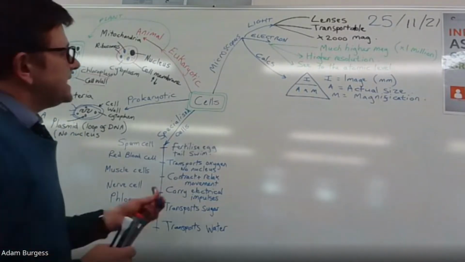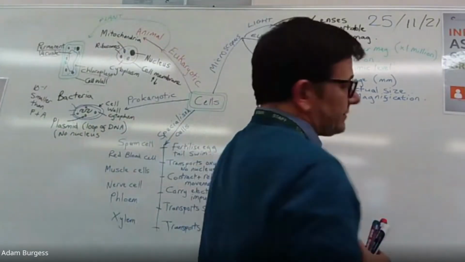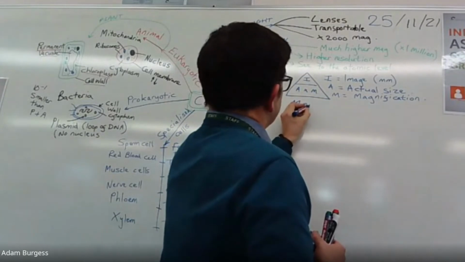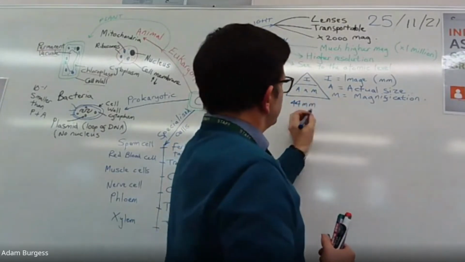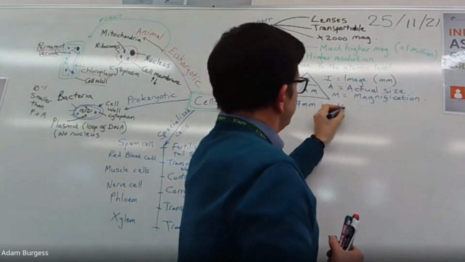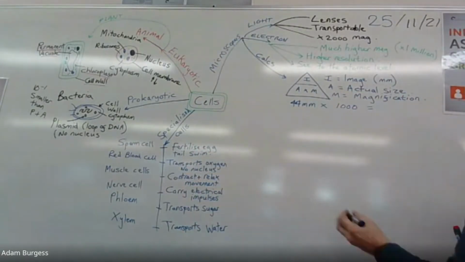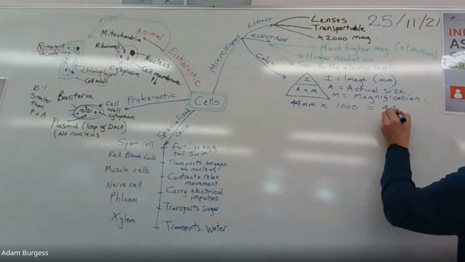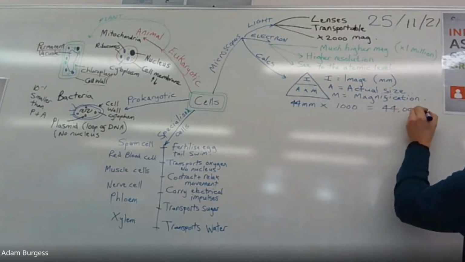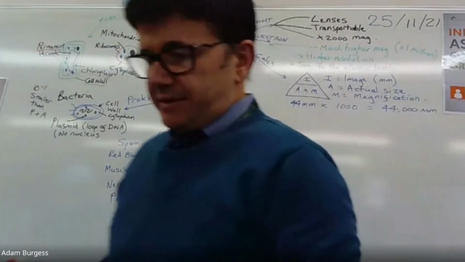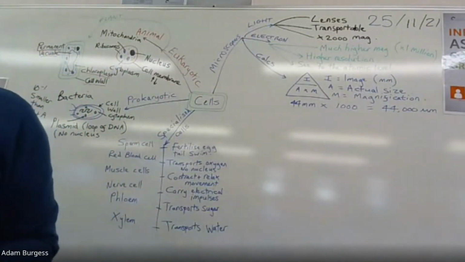So if you have something that is 44 millimeters, I can convert it into micrometers by times-ing it by 1,000. So that equals 44,000 micrometers, which is quite a lot. So you can times it by 1,000 to get micrometers.